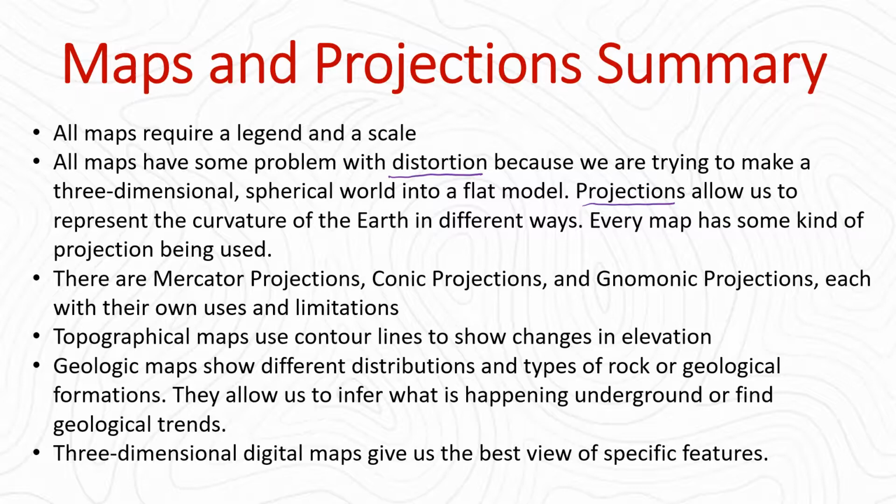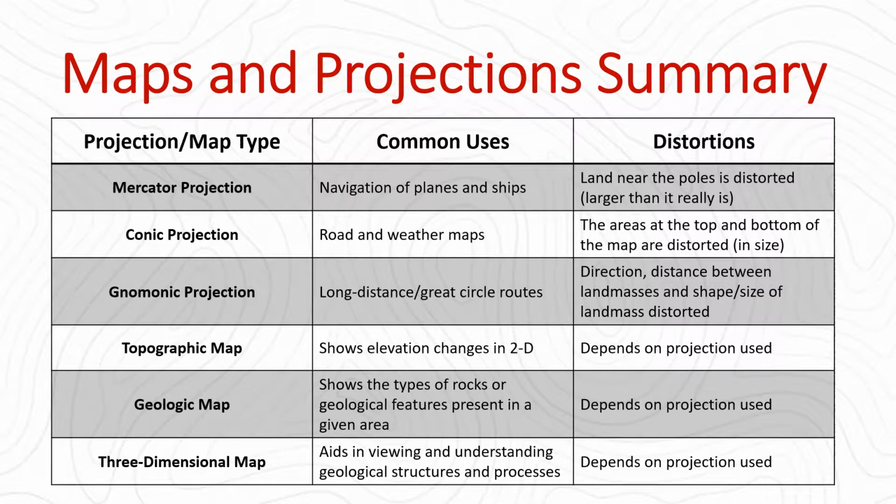Topographical maps are special maps that use contour lines to highlight the changes in elevation, whether you're going higher or lower from sea level. Geological maps show us the different types of rocks or geological formations and help us figure out what is happening underground. And finally, three-dimensional maps give us the best view of the specific features of the land, but they're hard to move around. So this is a good table to study from.